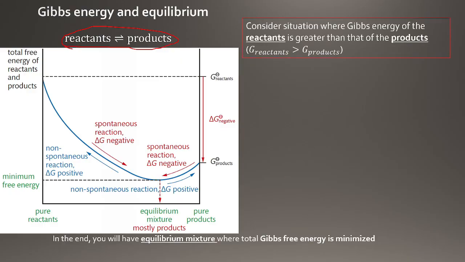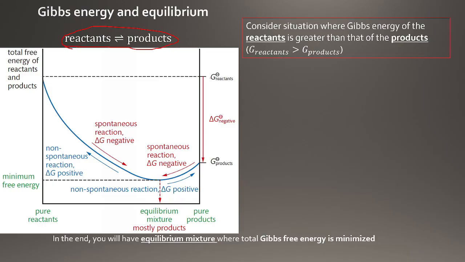So now let's consider a situation where in this equilibrium the Gibbs energy of the reactants is greater than the Gibbs energy of the products. And in this hideous graph here, on the y-axis we have total free energy of reactants and products, so total free Gibbs energy. And since in this assumption the Gibbs energy of reactants is greater than Gibbs energy of products, the curve will look like this, whatever this is.